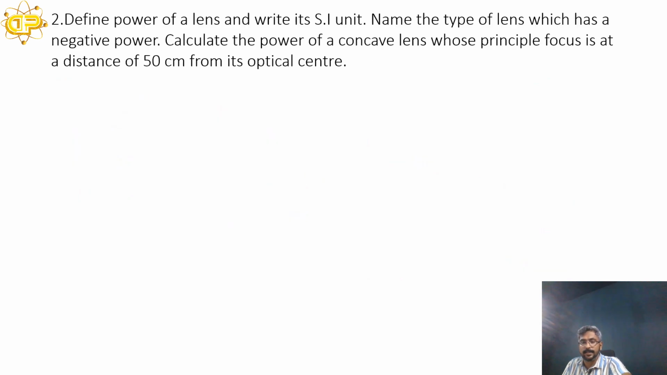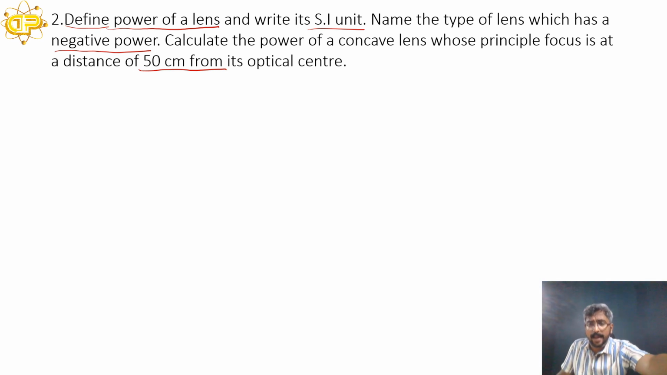The next question is this one. Define the power of a lens and write its SI unit. Name the type of lens which has a negative power. And the third part: find the power of a concave lens whose principal focus is at a distance of 50 centimeters from its optic center. You will get this type of questions in your board exams, and you need to find them out. So how can I find out?